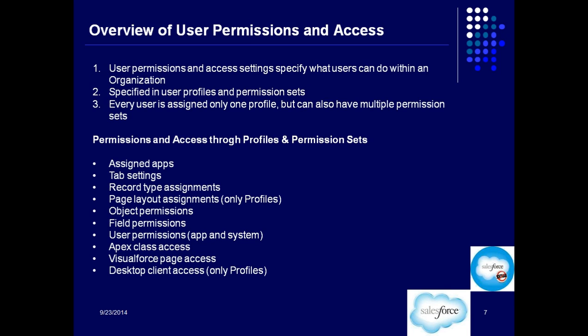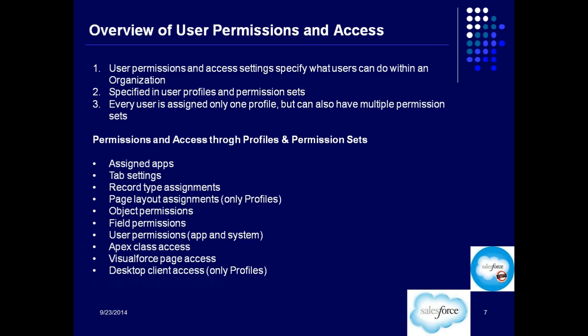Desktop client access means anything like a data loader kind of thing. Access to that can be given through permission sets and profiles. Okay, any application which is to be installed on your local computer and then used, so that sort of application access. Fine. So this is what we have in our profile. So these are the things which are controlled through the profile.